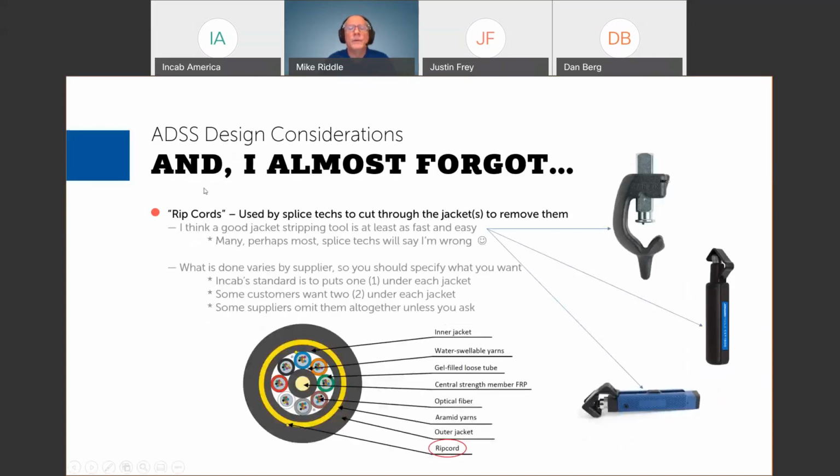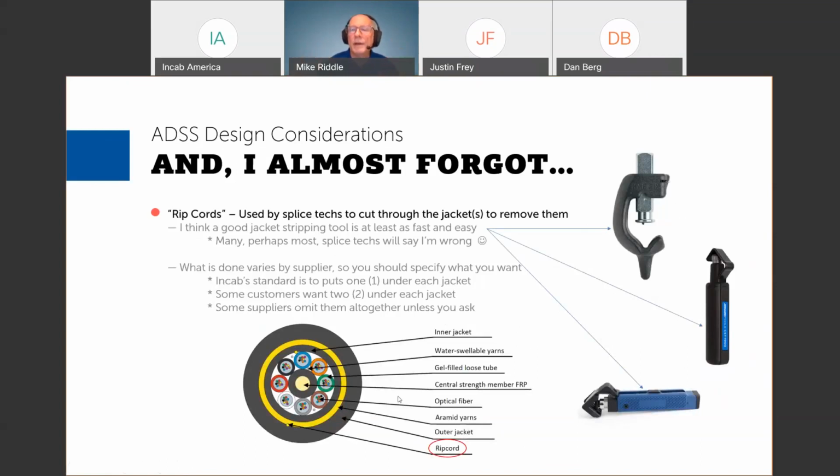And I almost forgot to mention ripcords. Splice techs like ripcords. A ripcord is just a really strong yarn that's used to tear through the jacket. So they'll grip onto it with a pair of pliers or a screwdriver. They might wrap it around a screwdriver or something and use it to pull through the jacket. And there are splice techs that love it.